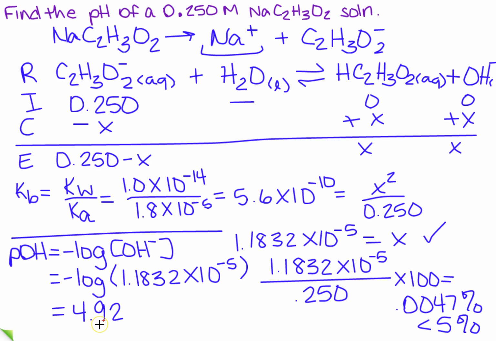Remember, you want two significant figures after the decimal when you're dealing with logarithms. Now remember, I don't want pOH, I want pH, so I'm going to have to take 14 minus 4.92, and when I do that I get 9.08.